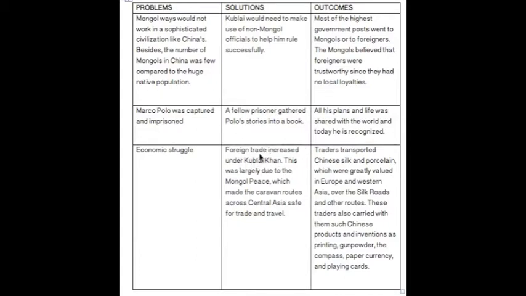This was largely due to the Mongol peace, which made the caravan routes across Central Asia safe for trade and travel. And the outcome, traders transported Chinese silk and porcelain, which were greatly valued in Europe and Western Asia, over the Silk Roads and other routes. These traders also carried with them such Chinese products and inventions as printing, gunpowder, the compass, paper currency, and playing cards.